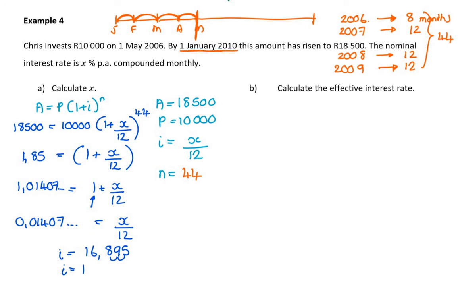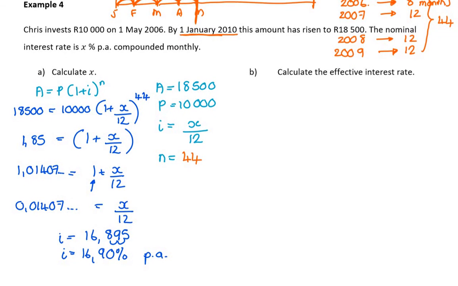So this actually becomes 16.90% per annum compounded monthly. And so the question now says what we've been practicing. Can you calculate the effective interest rate? So basically what they're now saying to me is, can I convert 16.9% to an effective interest rate?